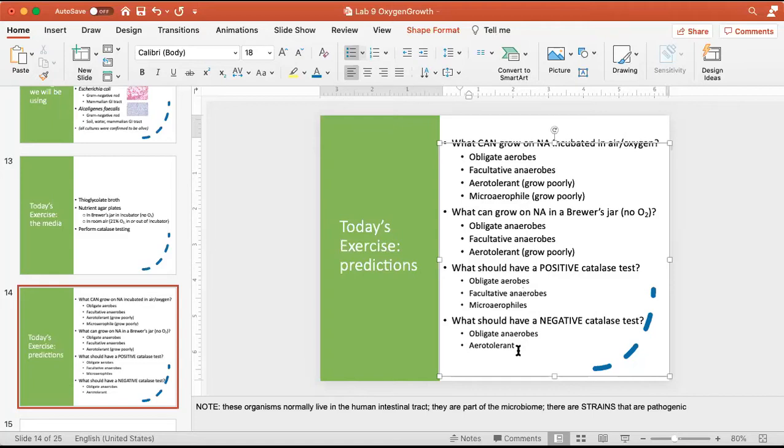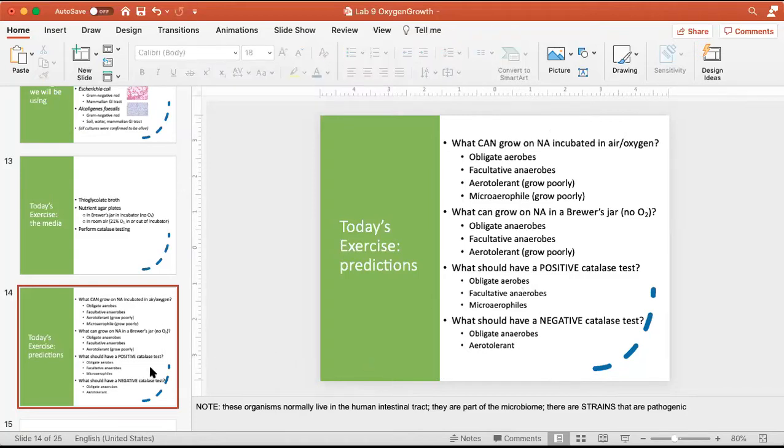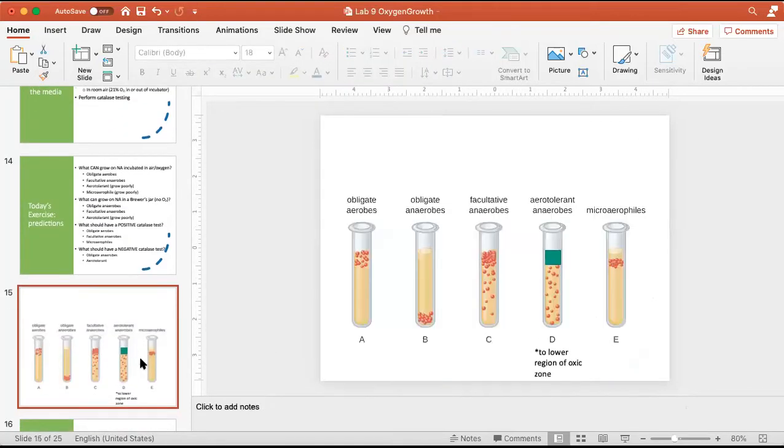They just don't make oxygen byproducts like most other cells do. So they have no need of an enzyme to break down those byproducts. All right, so just a reminder about what these tubes are going to look like, at least in theory.